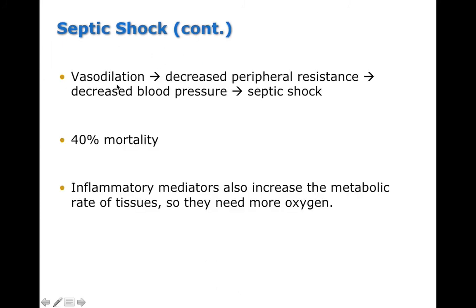Now, septic shock causes vasodilation, which decreases resistance, decreases blood pressure. That's what's going to really lead to the shock itself. Now, unfortunately, septic shock has a 40% mortality rate with treatment. Now, inflammatory mediators can also increase the metabolic rate of tissues. So even if you're already having bronchoconstriction and having a decrease in airflow, but also a decrease in respiration across your lung membranes, what's interesting though is that these inflammatory mediators that increase the metabolic rate of tissues are going to accelerate the loss of oxygen from your body. So it actually makes the problem worse here.